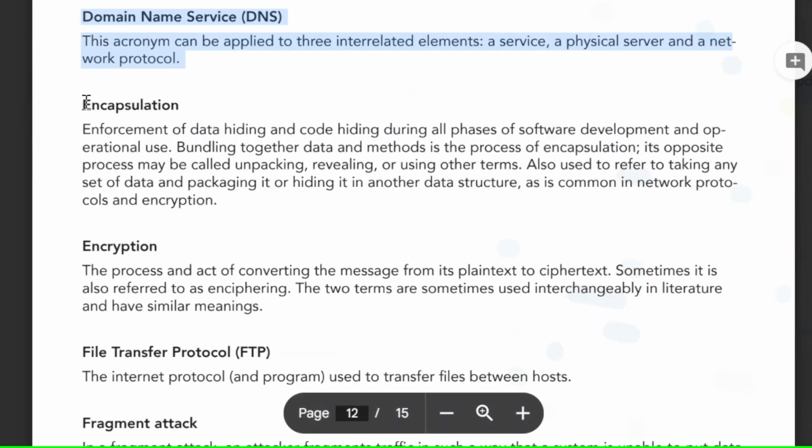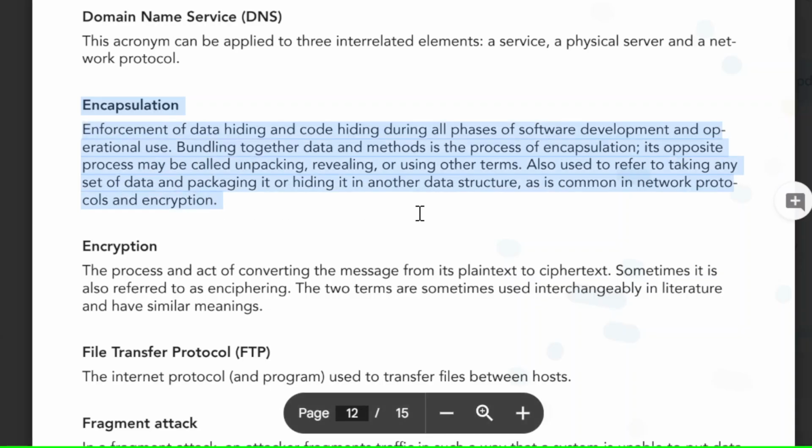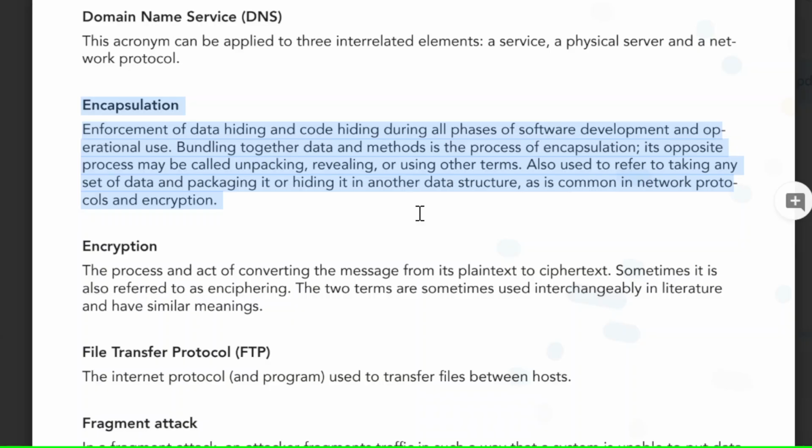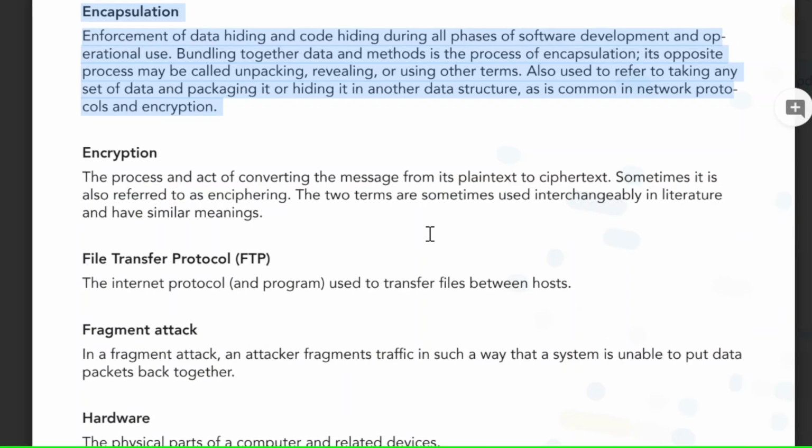Then next we have encapsulation. Encapsulation of the data and the code during all phases of software development and operational use. Binding together data and the methods is a process of encapsulation. Its opposite process may be called unpacking, revolving, or use other terms. It is also used to refer to taking any set of data and packing it or hiding it in another data structure, as is common in network protocols and encryption.